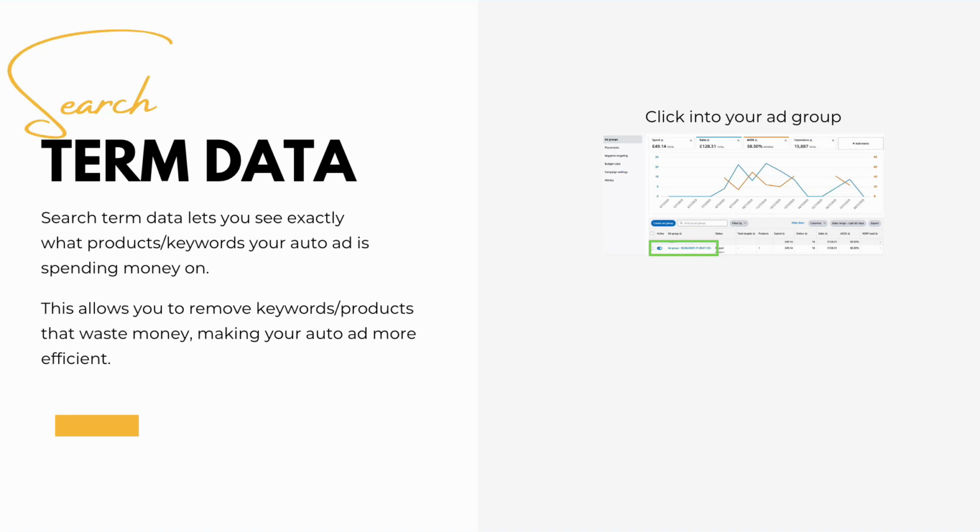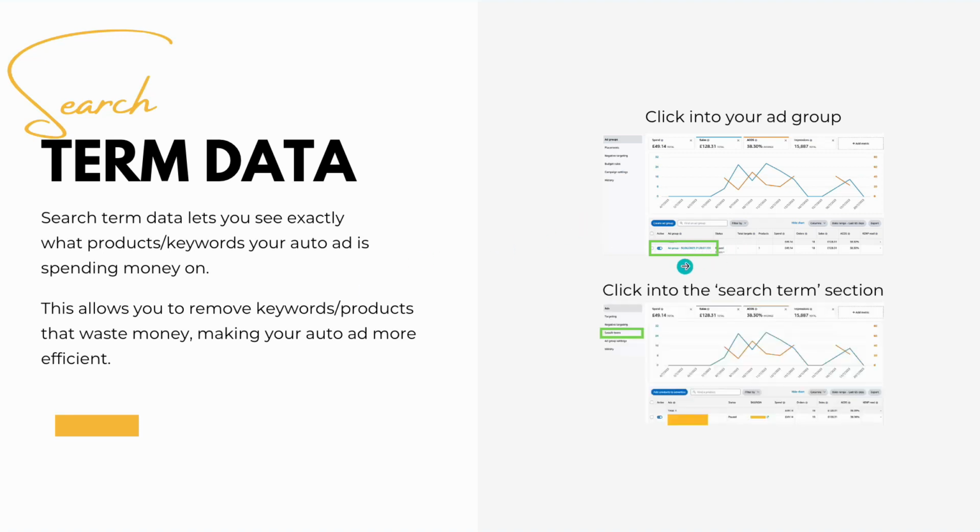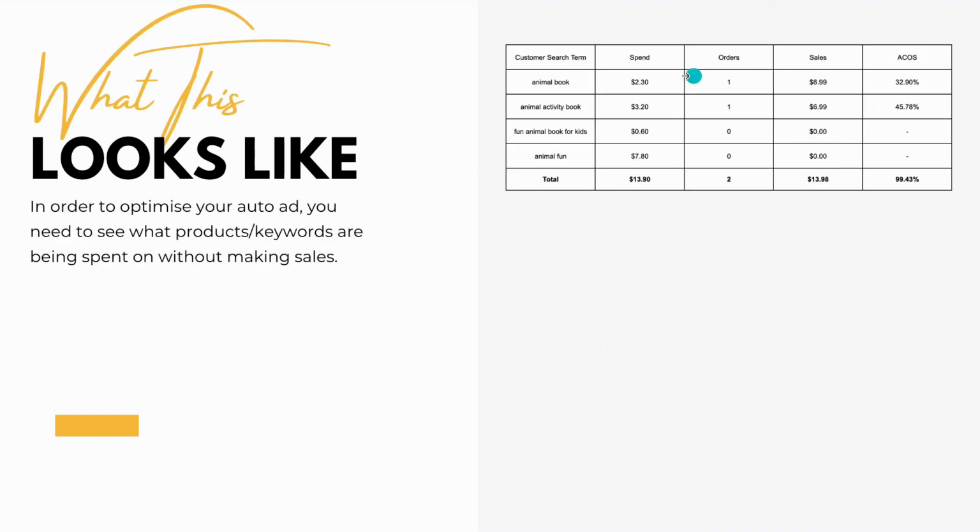So the way to get access to your search term data, all you want to do is click into your ad group that you can see here, and then move into the search term section. Just press this search terms and it will come up with all the data. And it's going to look a little bit like this. So you can see here on the right hand side, this is what the search term data is actually going to look like. This is dummy data I've made to make it as easy for you to understand as possible.